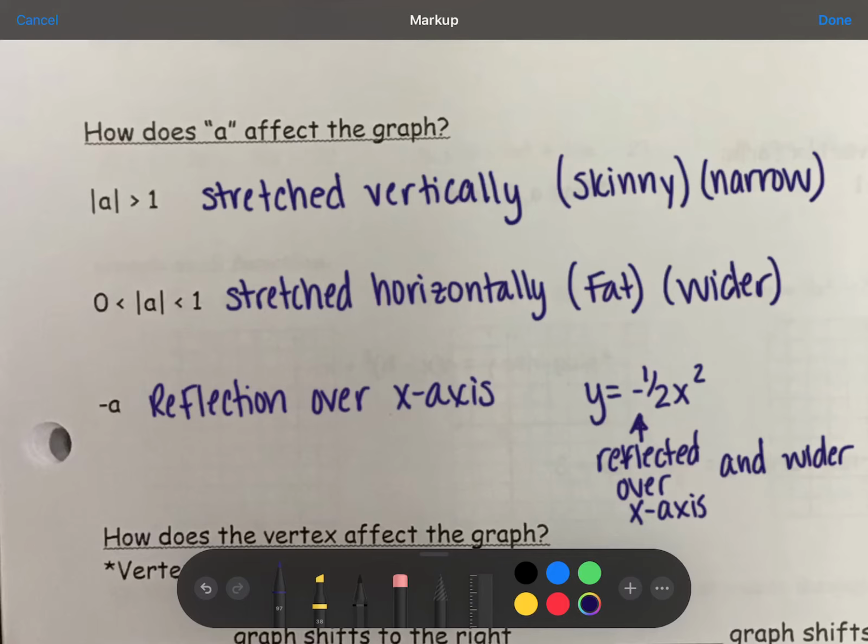So be careful describing the a. It can have two effects. Of course, it can't be skinny and fat because that wouldn't make any sense, but it could definitely be reflected and skinnier, or it could be reflected and wider.